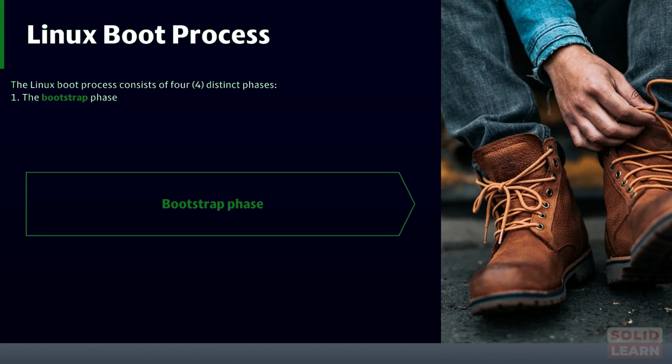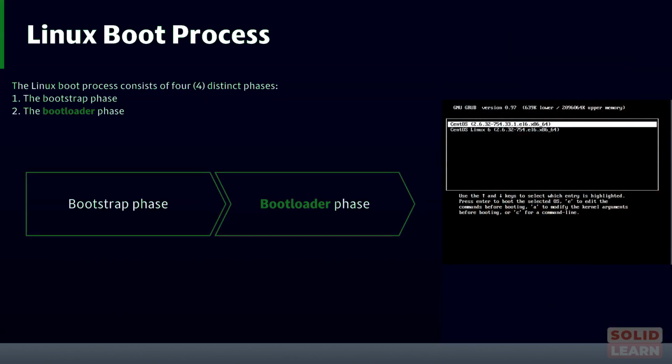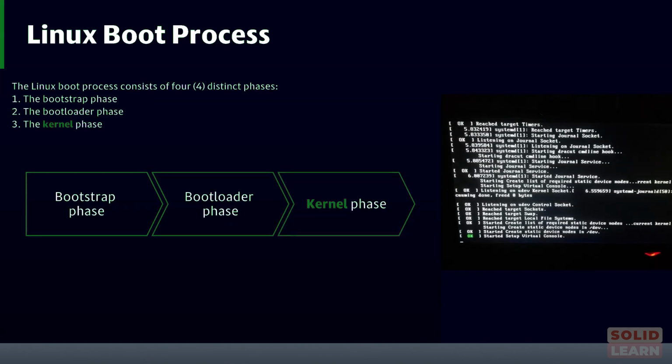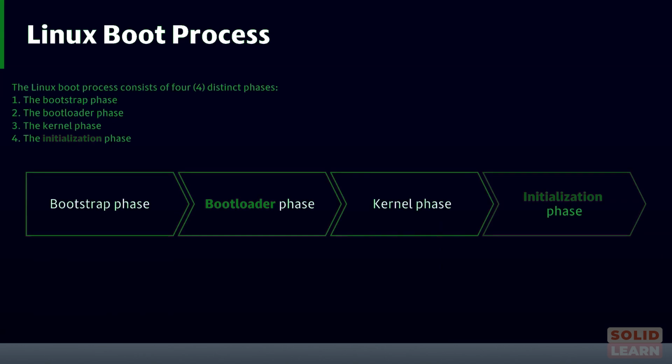So let's take a brief look at the Linux boot process, a high-level overview, if you will. And as we move forward, we'll get a little bit more in depth into each level of these different processes and steps in the Linux boot process. The first step is the bootstrap phase. The second step here is the bootloader phase, and we can see the GNU Grub bootloader menu over on the right-hand side. The third step is the kernel phase, and we can see some kernel messages being output to the console over there on the right-hand side. And then the final step is the initialization phase. Step 4 is the initialization phase in the Linux boot process.